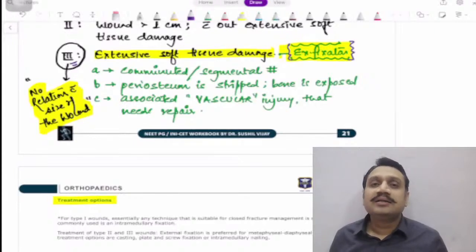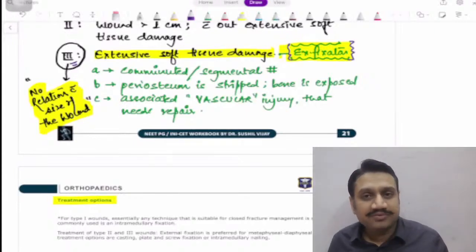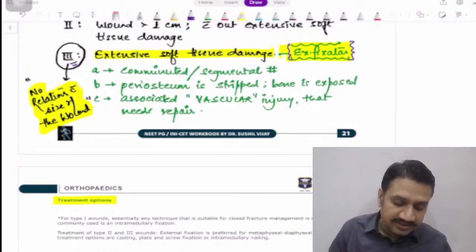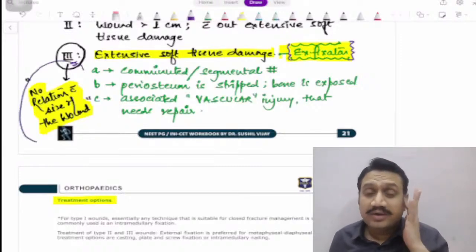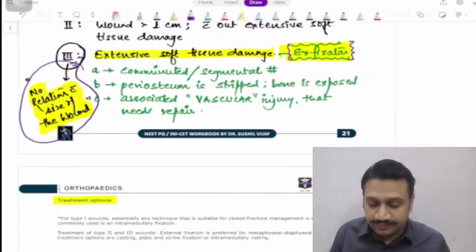What are the two special points about type 3? It has no relation with the size of the wound. It can be any size. What it depends upon is damage to the soft tissue.